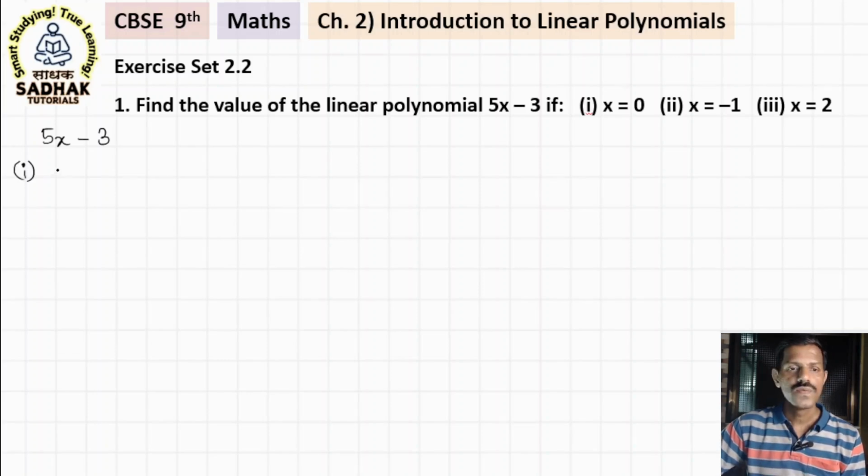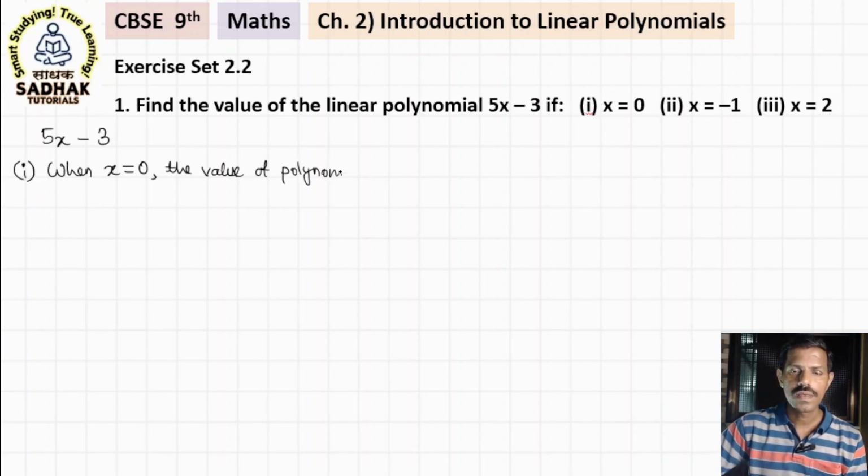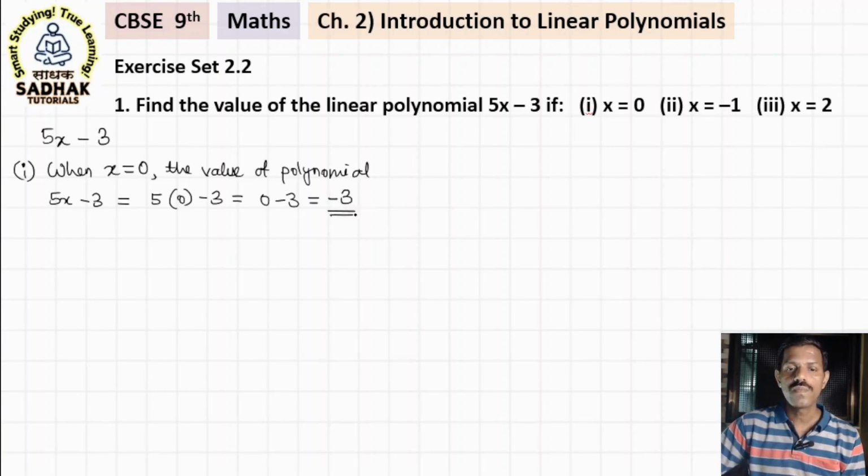When x is equal to 0, the value of the polynomial 5x minus 3 is equal to, wherever we have x we have to take the value 0. So that will be 5 multiplied by 0 minus 3. So 5 multiplied by 0 will be 0, minus 3. So 0 minus 3 will be minus 3. So that is the value of the polynomial. Let us take the second case.